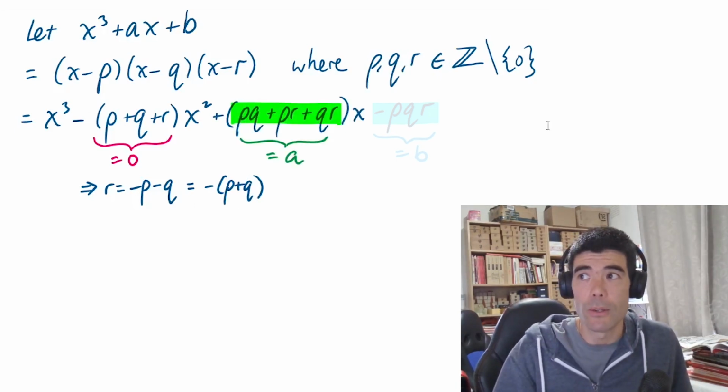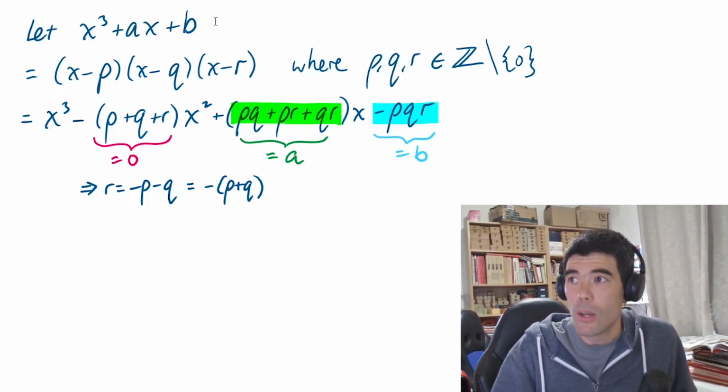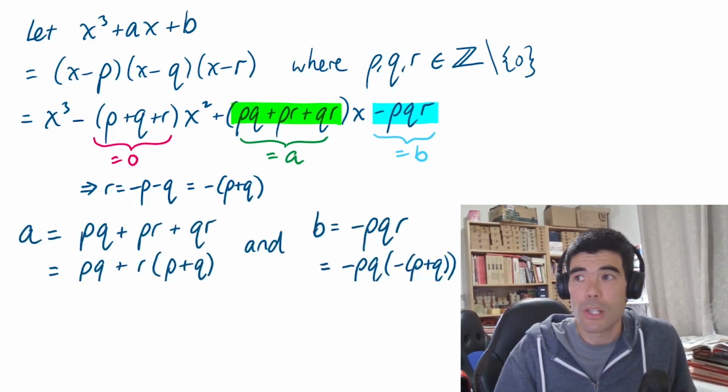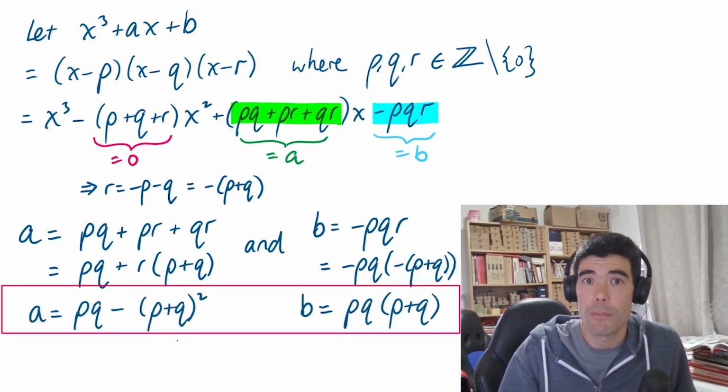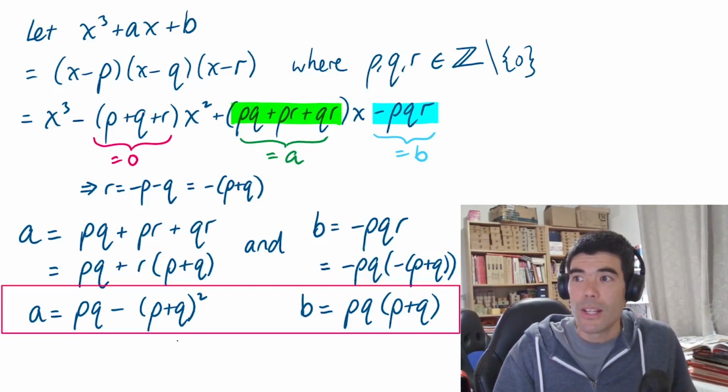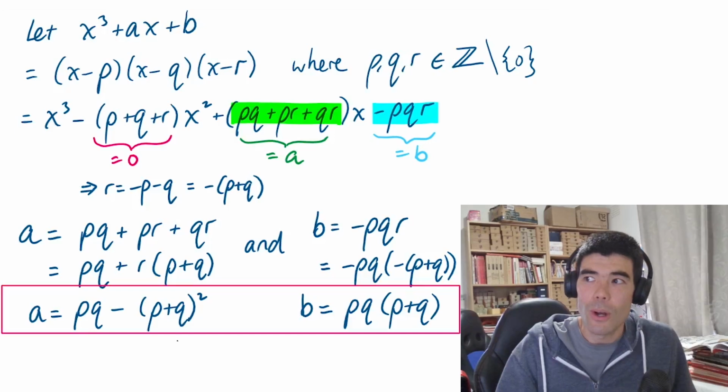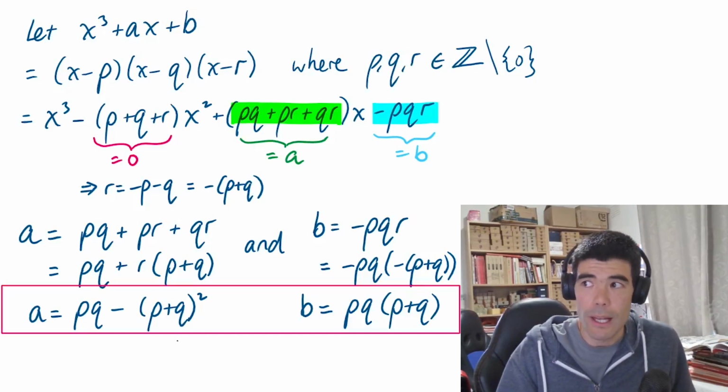The x term is going to be pq plus pr plus qr, and that's going to equate to our a. And the constant term, negative pqr, is going to be the b in our polynomial. So we can use that to write expressions for a and b. So it turns out that a would have to be pq minus (p plus q) all squared, and b is pq times (p plus q). So that's good, but still not obvious when this is going to have solutions. And in fact, we need x cubed plus ax plus b to have solutions, also x cubed plus bx plus a. So we need to be able to swap these expressions around as well.